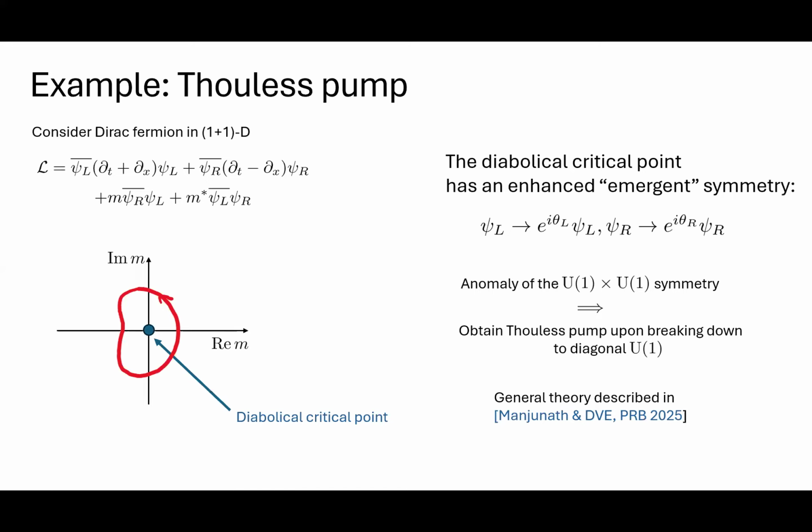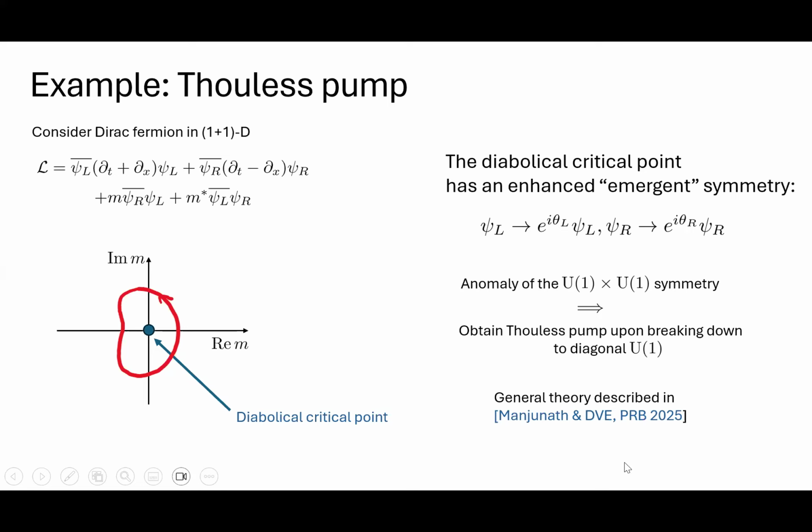And so we've also discussed this for this Fowler's pump case. The U1 times U1 symmetry is anomalous, and you can actually show that if you add the relevant operators to break it down to the diagonal U1, you necessarily get a Fowler's pump with respect to that diagonal U1. And that just follows directly from the anomaly.